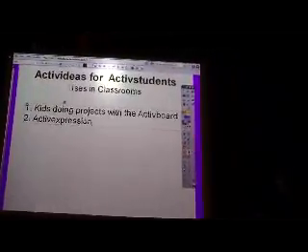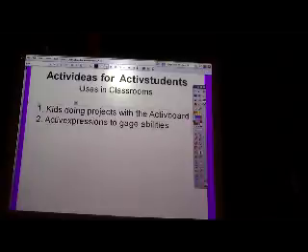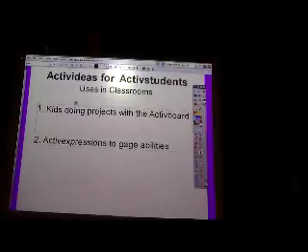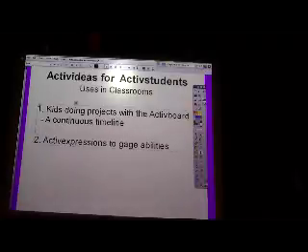Active expressions to engage abilities. Great, so let's start with kids doing projects with the ActiveBoard. What are some examples of projects that you think your class would enjoy doing on the ActiveBoard? Are there any ideas? One that I can suggest is a continuous timeline. I actually talked about those, and I think that would be a really interesting one.